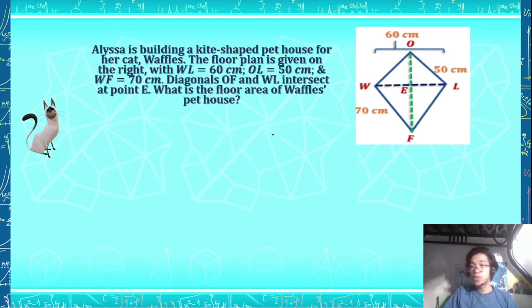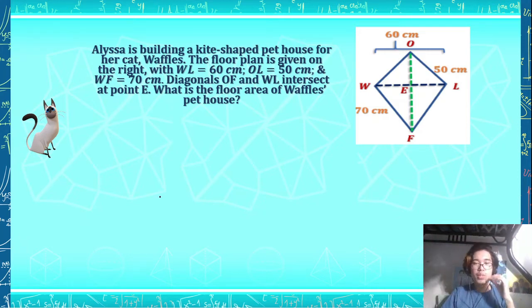So we have here this first problem. Alyssa is building a kite-shaped pet house for her cat Waffles. The floor plan is given here on the right, with WL equal to 60 centimeters, OL equal to 50 centimeters, and WF equal to 70 centimeters. Diagonals OF and WL intersect at point E. What is the floor area of Waffles' pet house? How can we find it?